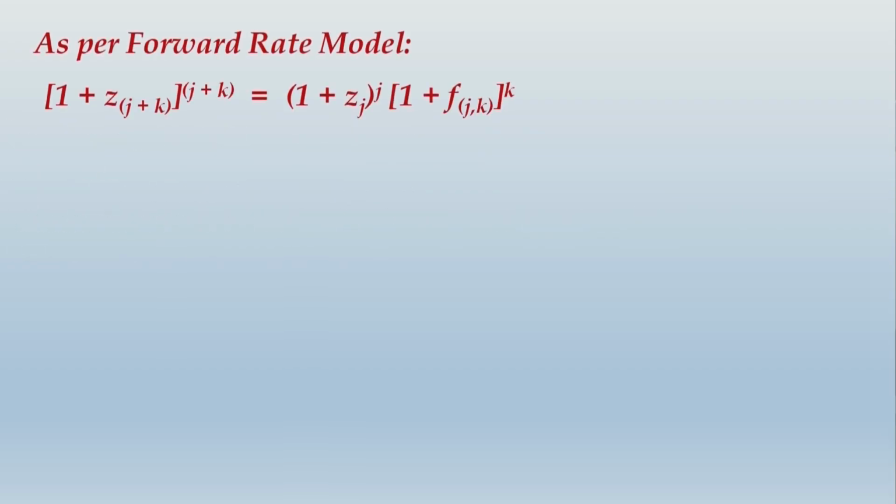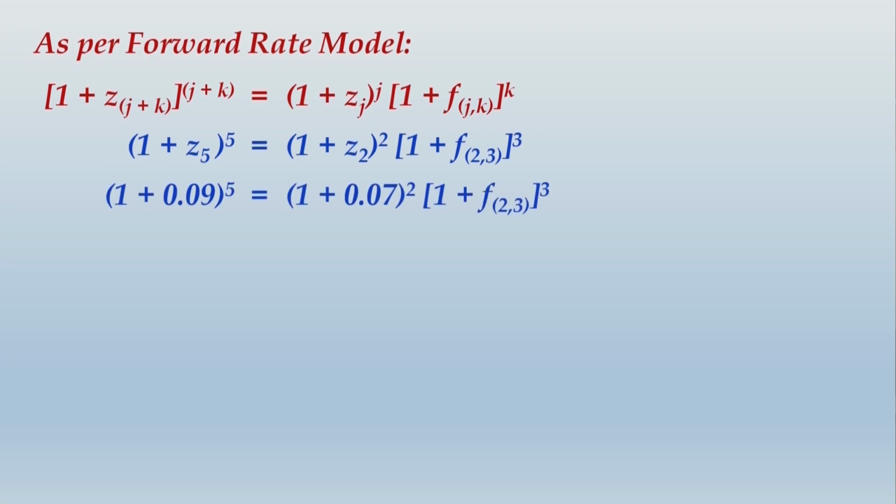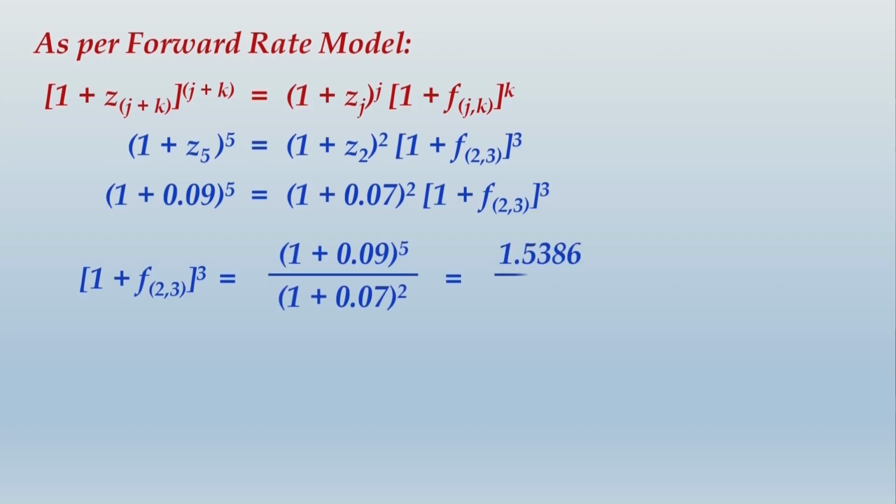The correct solution over here, applying the forward rate model: (1 + Z5)^5 should be equal to (1 + Z2)^2 into (1 + F2,3)^3. So when you substitute all the values, it is only one variable that is missing, that is F2,3. So (1 + F2,3)^3 will be (1 + 0.09)^5, that is basically (1 + Z5)^5 divided by (1 + Z2)^2.